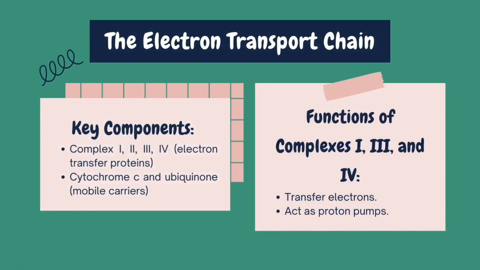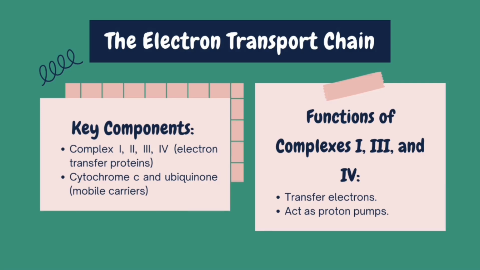The electron transport chain, or ETC, is a series of protein complexes and other molecules embedded in the inner mitochondrial membrane. Key components of the ETC: complex 1, 2, 3, and 4 are electron transfer proteins. Cytochrome C and ubiquinone are mobile carriers. Functions of complex 1, 3, and 4: transfer electrons and act as proton pumps.